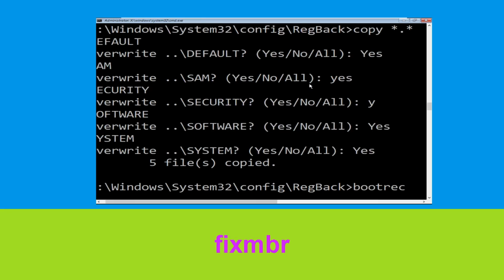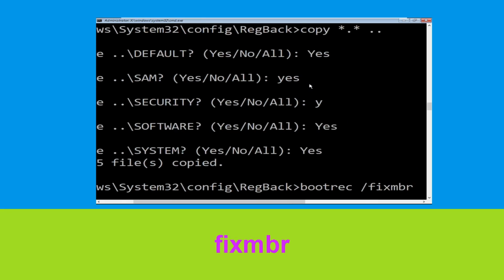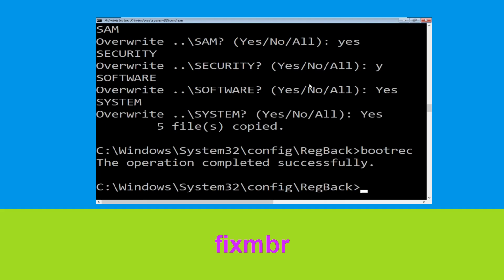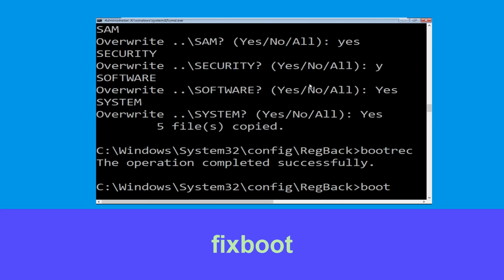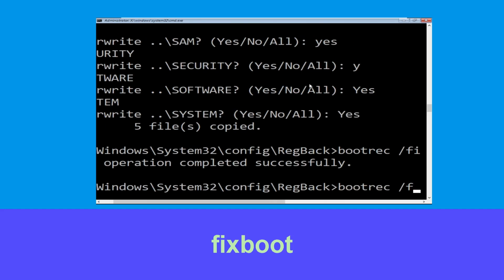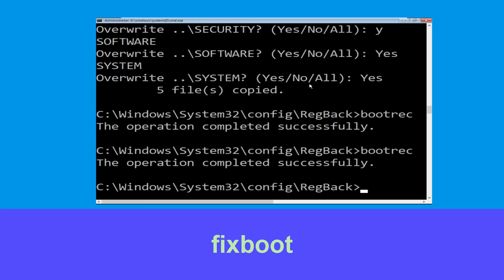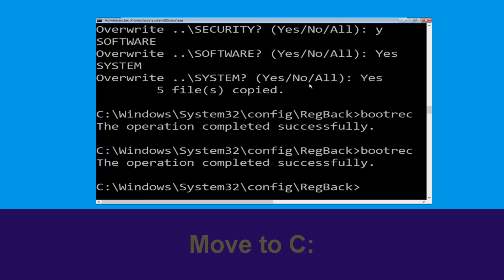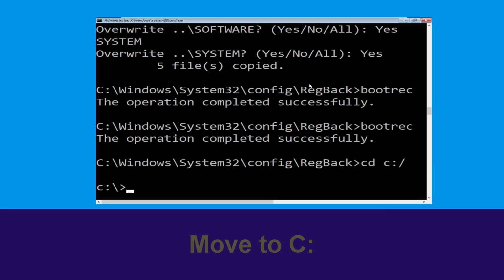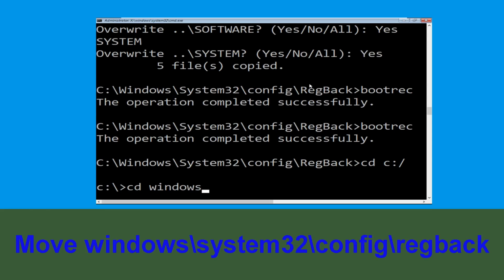Type in bootrec space /fixmbr and hit enter to execute the command. Now type in bootrec space /fixboot and simply hit enter to execute the command. Now type cd space c colon / and simply hit enter. Now type cd space Windows /system32 /config /regback and hit enter to execute.